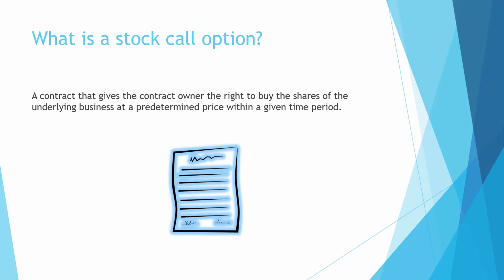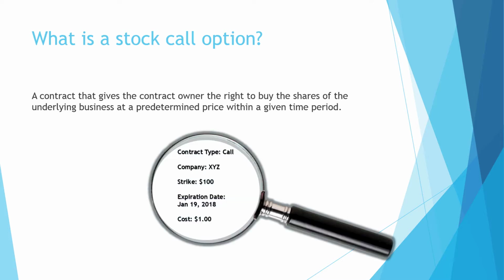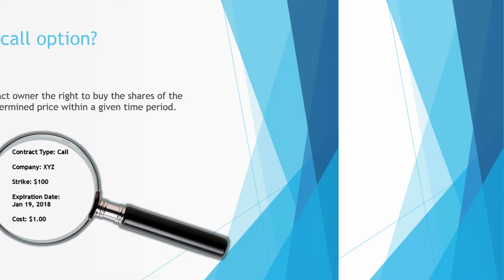There are 5 items we can find on the call options contract, and they are contract type, company's name, strike, expiration date, and the cost of the contract. The cost of the contract is also called the premium. The contract seller collects the premium by selling the contract.